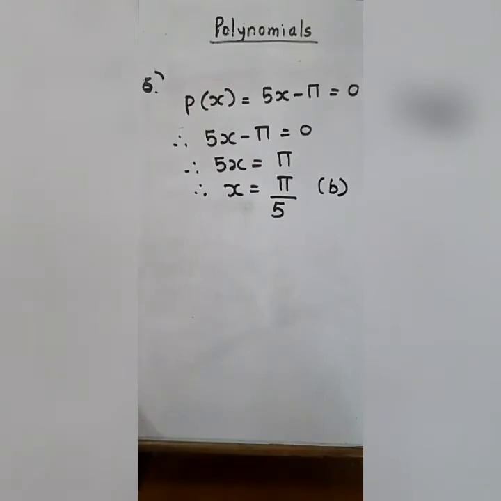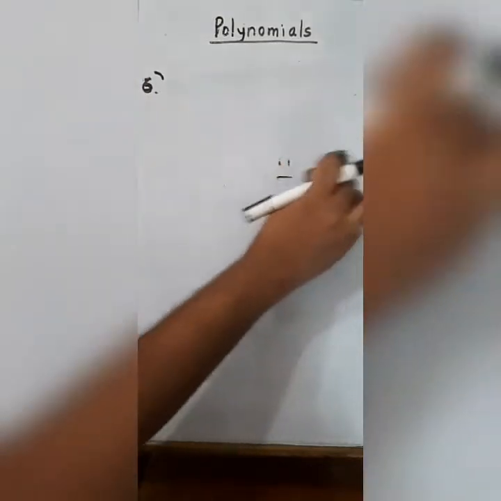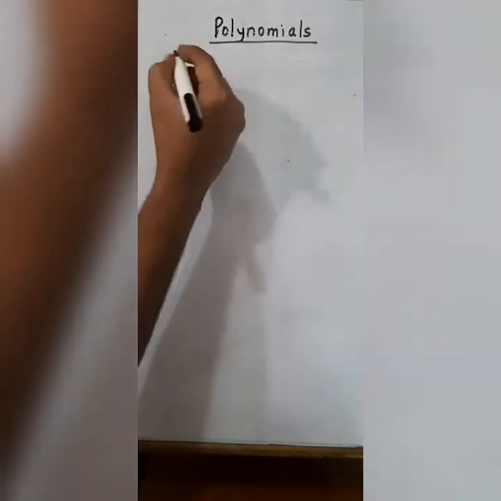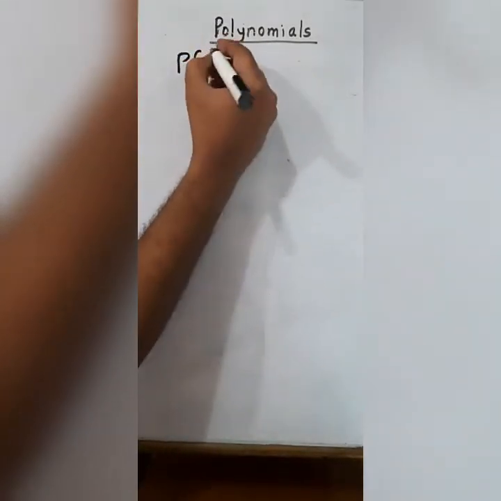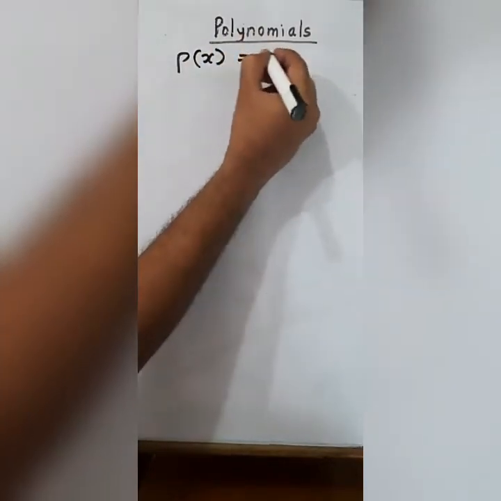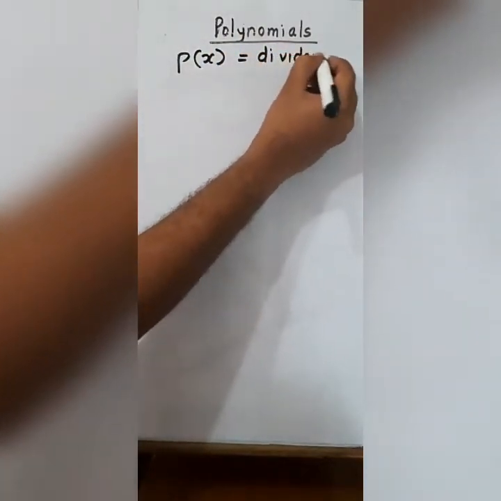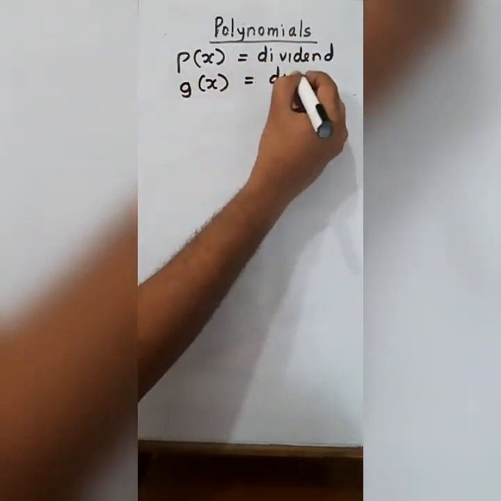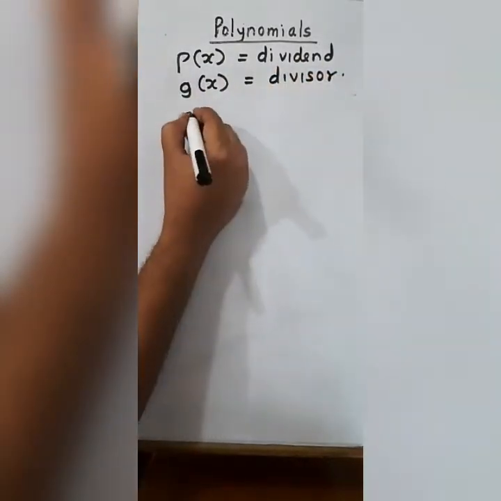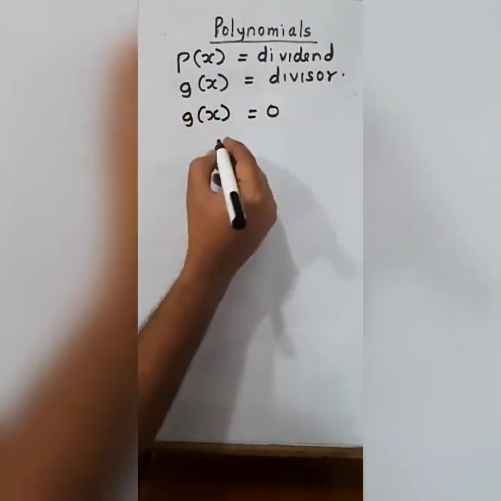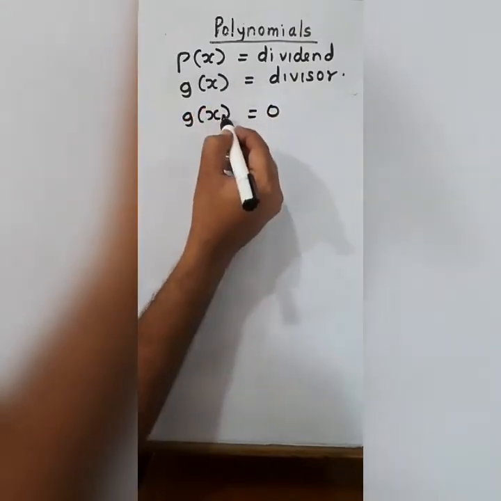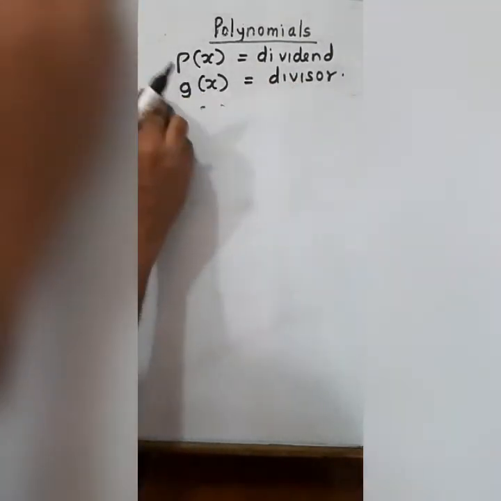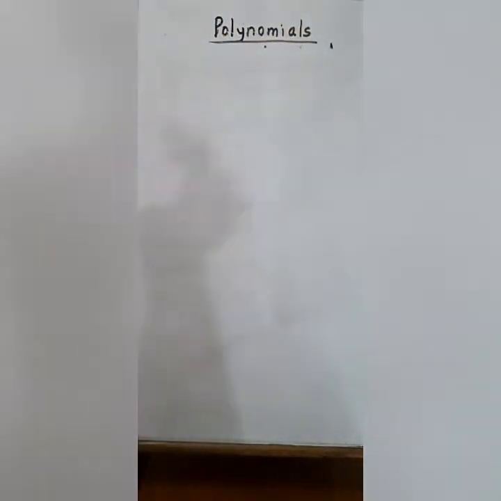Question number 7. Before doing question number 7, we have to understand how we use the remainder theorem. In the remainder theorem, you have the dividend, which is P of x. Your G of x is your divisor. What is the method? You equate G of x equal to 0, get the value of x, and then you substitute this value of x in P of x. Whatever answer you get is the remainder. So this standard method we will be following.